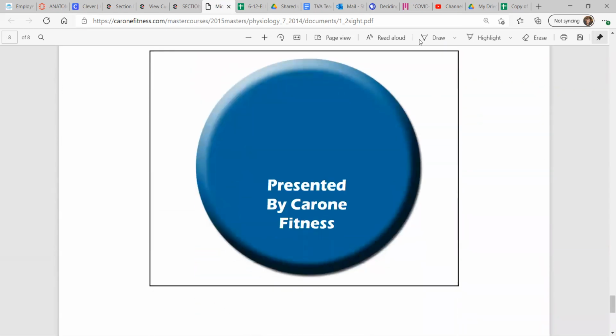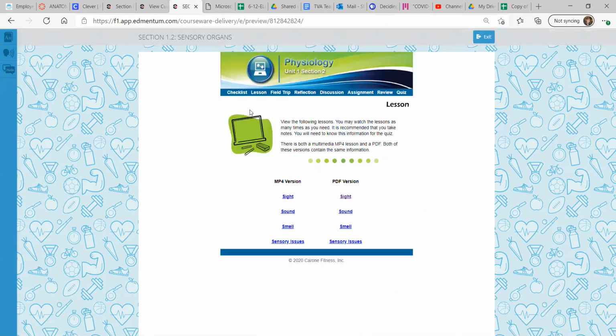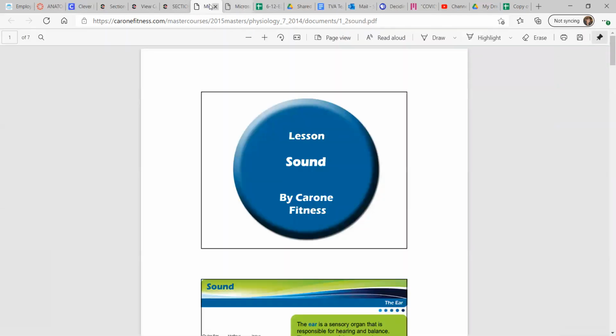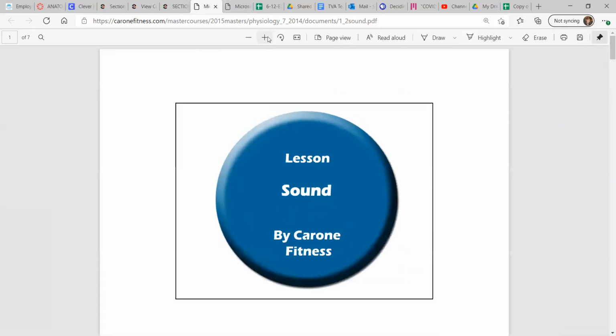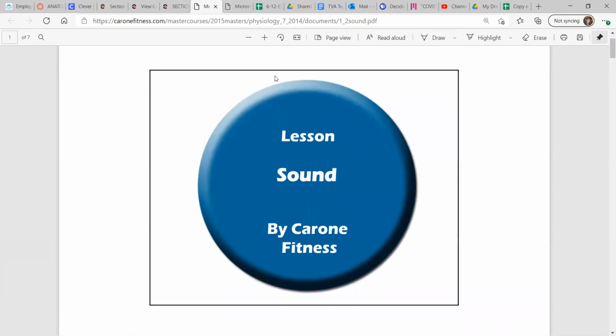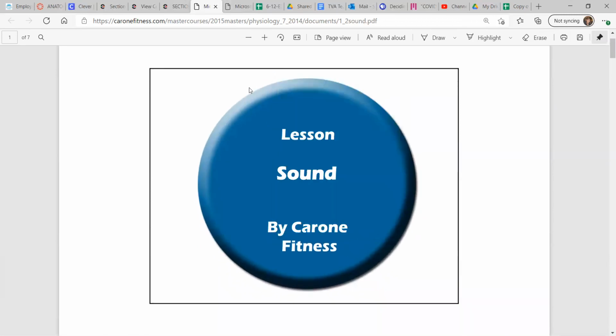And that's the end of sight. So a very cool topic. I like my eyes and sight. And then the next one will be sound.